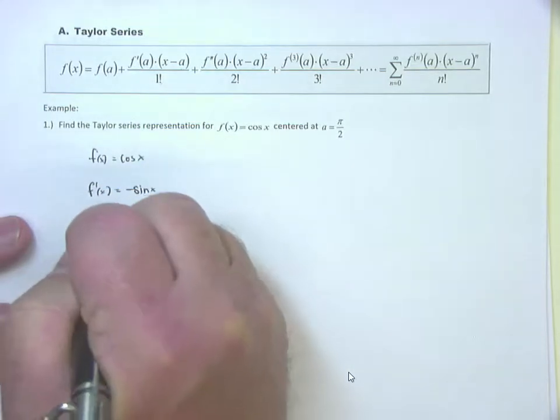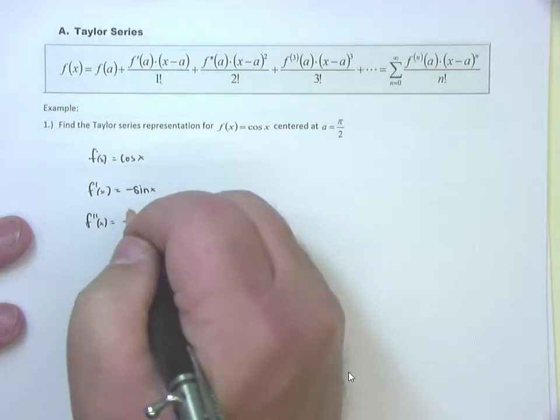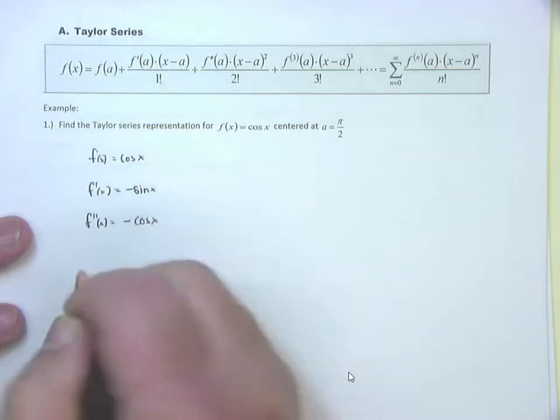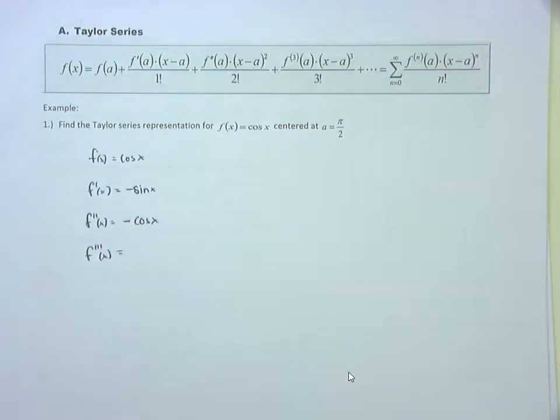What is the second derivative? What's the derivative of negative sine of x? Well, negative is a constant. The derivative of sine of x is cosine of x. You guys are awfully quiet back there on these derivatives. This is Calculus 1, but don't get them confused with the Calculus 2 integrals because they're backwards.